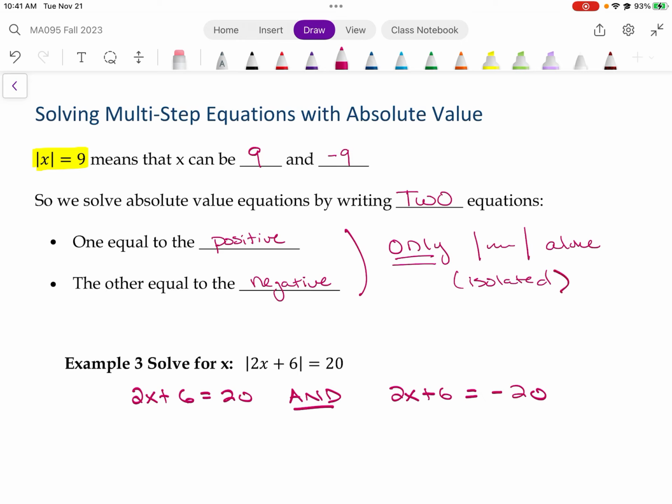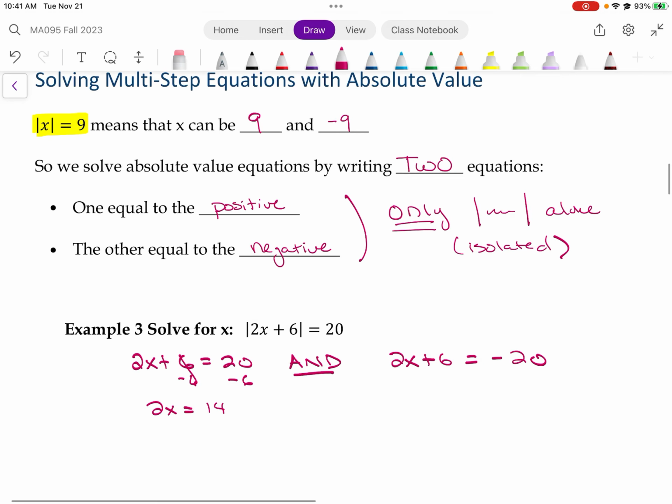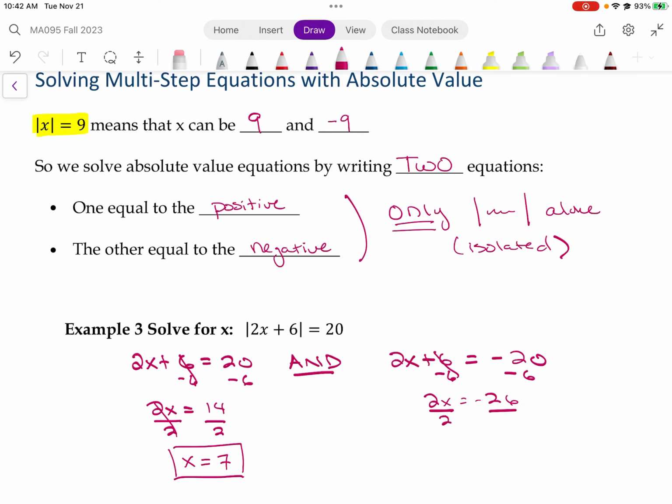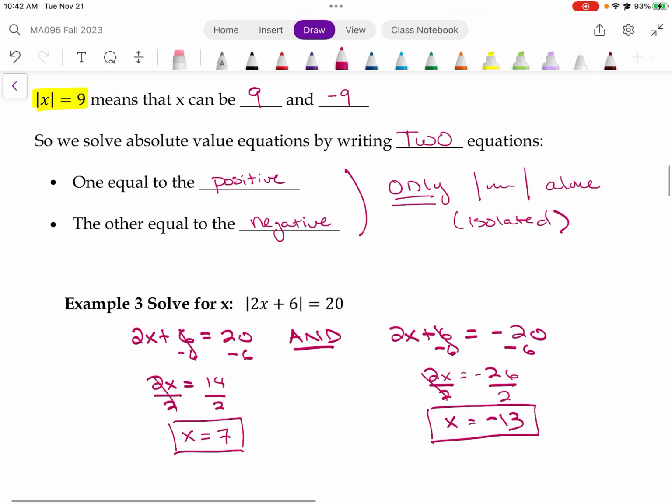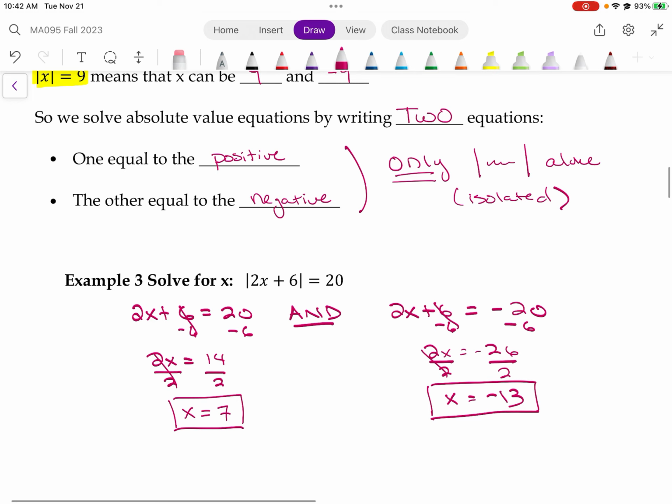All right, so let's go ahead and solve for these. So I'm going to subtract 6 from both sides, and I get 2x equals 14, and divide by 2, and I get x equals 7. So there's one answer. And the other answer is to subtract 6 from this other one to get 2x equals negative 26, divide by 2, and I get x equals negative 13. All right, we got two answers, and they're both true. So what I'd like to have people do and encourage you to do on a test always is to plug your numbers back in and see if they're true.